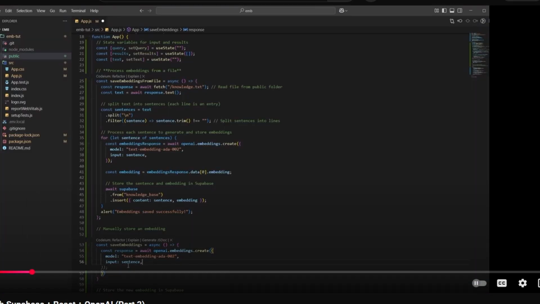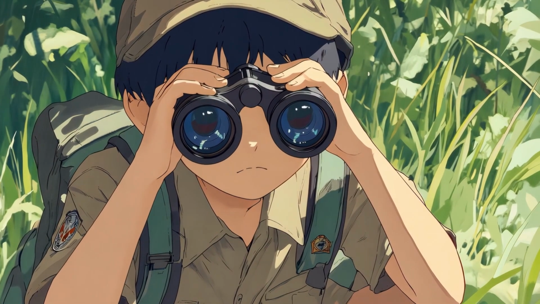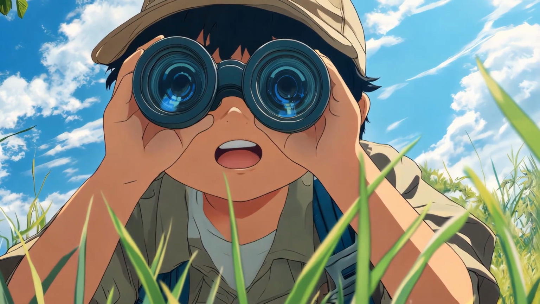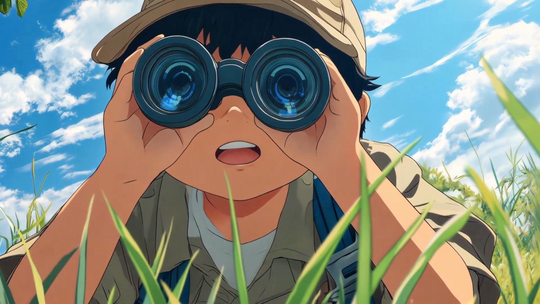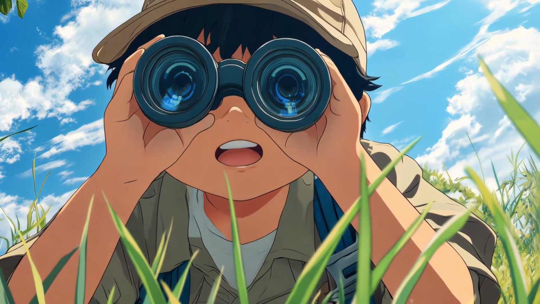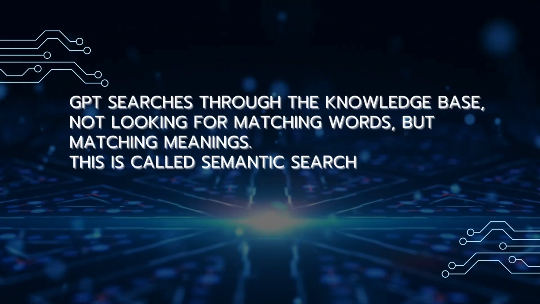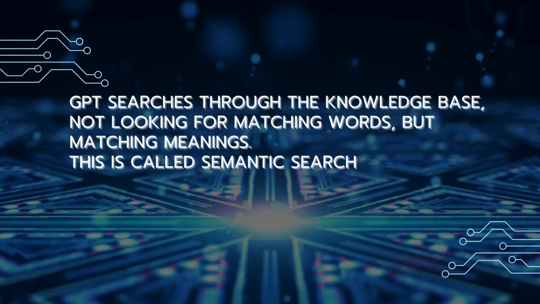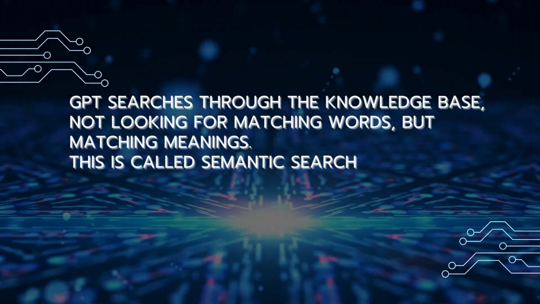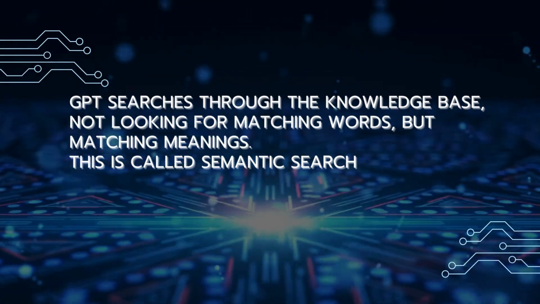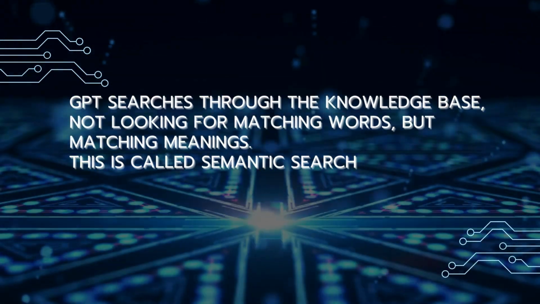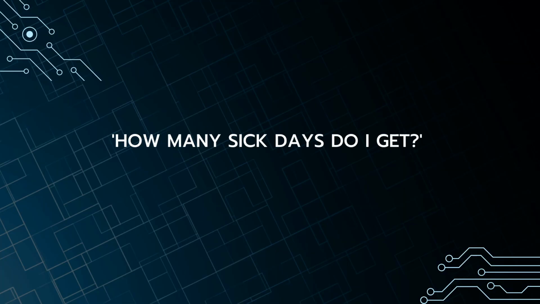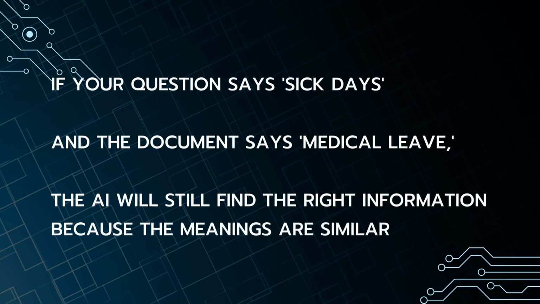The AI converts your question into the same type of number pattern we talked about. The AI searches through all the stored number patterns to find the ones that are most similar to your question. This is called semantic search. Semantic search is searching by meaning and not just keywords. So if your question says "sick days" and the document says "medical leave," the AI will still find the right information because the meanings are similar.